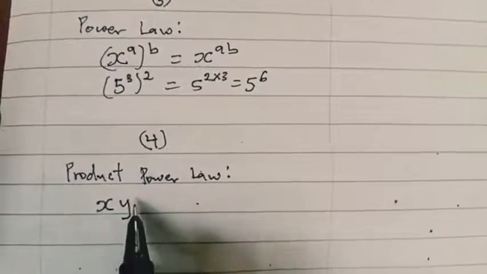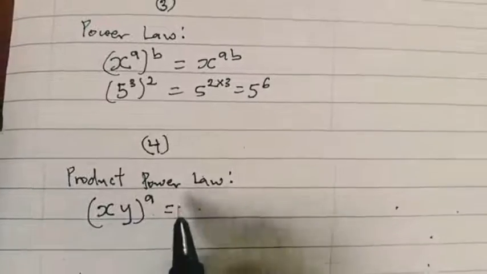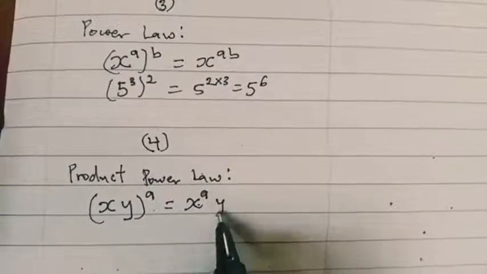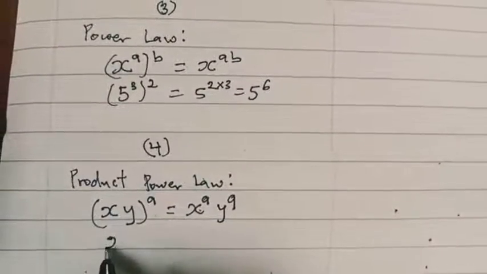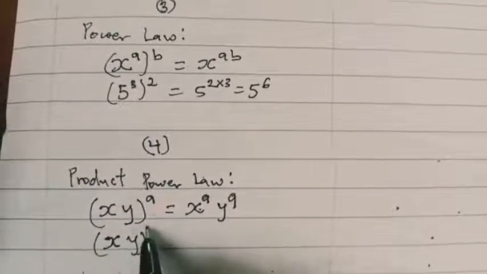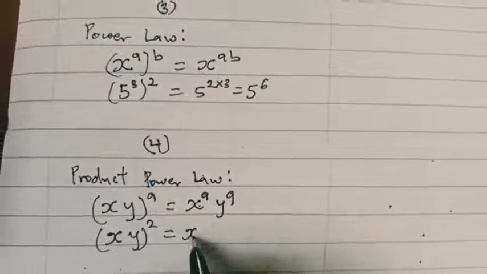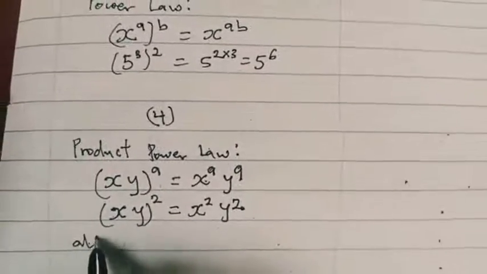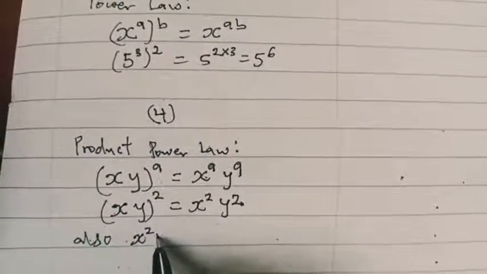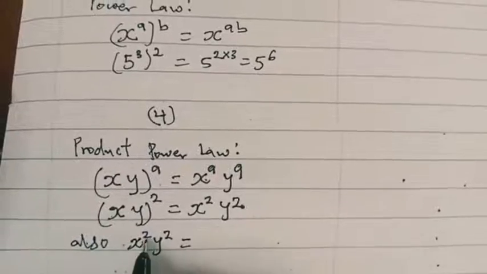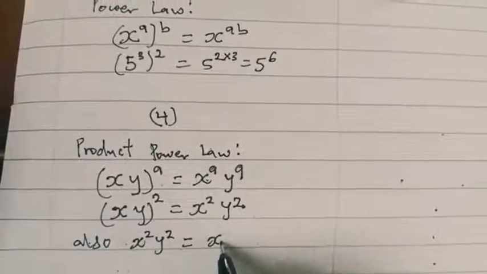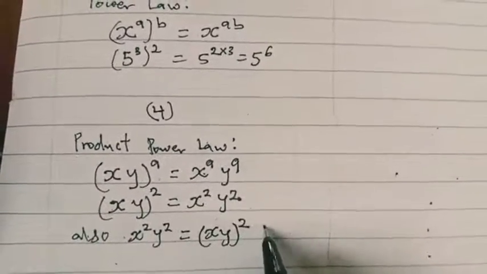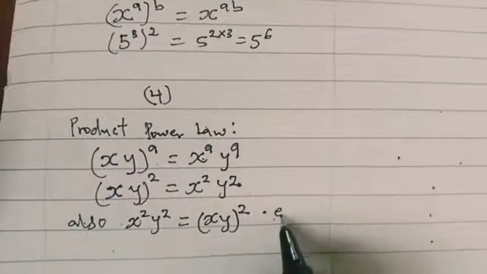The next one will be the product power law. Here, let's say you have xy all raised to power a. You can use the power to open the bracket, so that will be x raised to power a times y raised to power a. For example, xy all squared will be x squared y squared. Also, you have to note that x squared y squared can be written as xy all squared once the powers are the same.